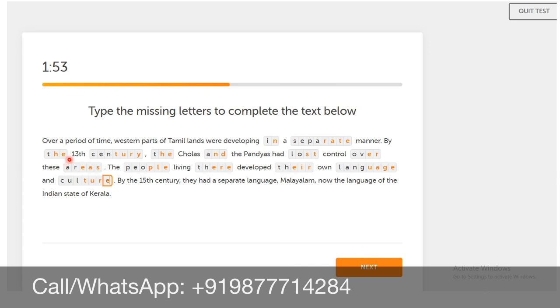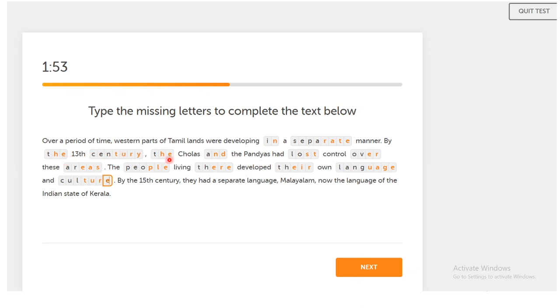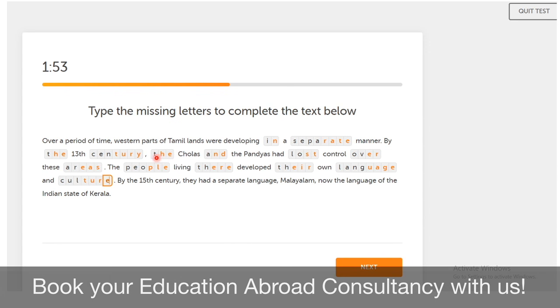So, the 13th century, the Cholas and the Pandyas. Cholas and Pandyas were the names of kingdoms in our ancient history. They were similar to, let's say, the Mughal Empire. Cholas and Pandyas were the names of empires or kingdoms, and therefore they're also preceded by "the". So, if you notice, we have the Cholas, and the Pandyas.